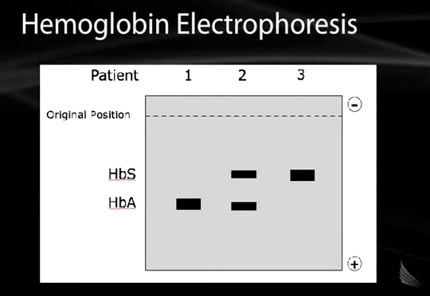One of the applications of electrophoresis is in the diagnosis of diseases. You'll recall from earlier discussions about sickle cell disease that this particular disease is caused by a defective form of hemoglobin called hemoglobin S. Hemoglobin S has the property of moving at a slower rate through an electrophoretic gel than the normal hemoglobin A does. And so the results of hemoglobin electrophoresis are shown below.